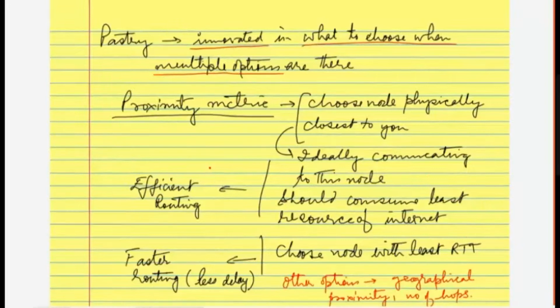So when you have multiple choice, which one to pick up? Pastry actually innovated here, and they said we can choose when multiple options are there, and the choice will be based on the physical distance. How this physical distance has to be defined? Ideally, communicating to the node which you are choosing should consume the least resources of the internet. That's the idea. So the routing will become more efficient compared to Chord, and this efficiency is much higher than Chord.